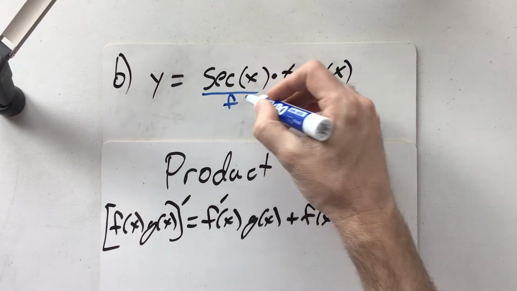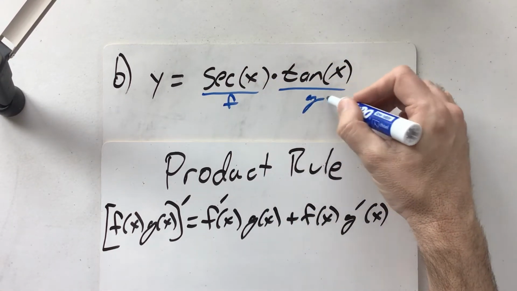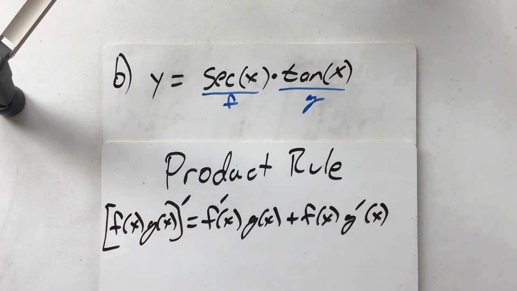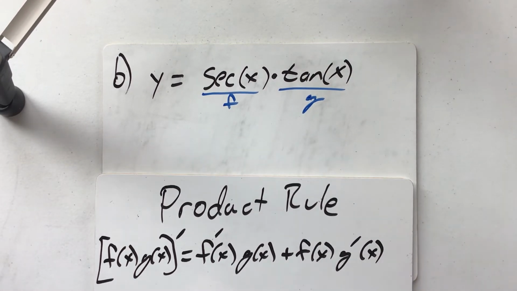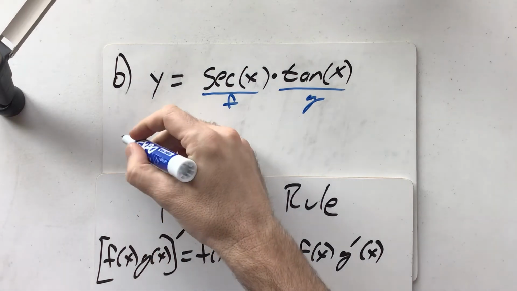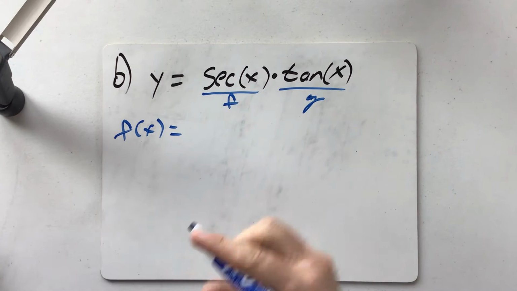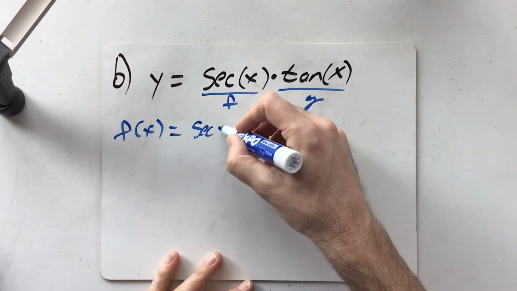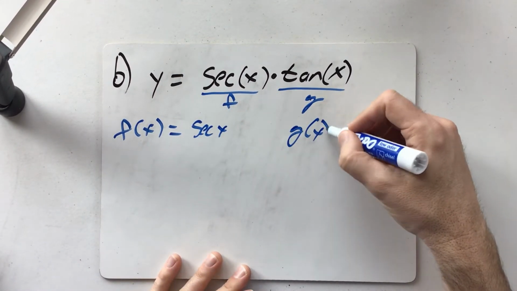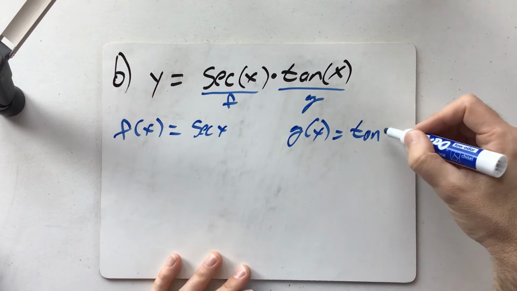And all we have to do now is come to our problem and identify, oh, this is going to be the f in our equation, and this is going to be the g in our equation. And so I'm just going to write those down very explicitly over here: f of x equal to secant of x, and g of x equal to tangent of x.